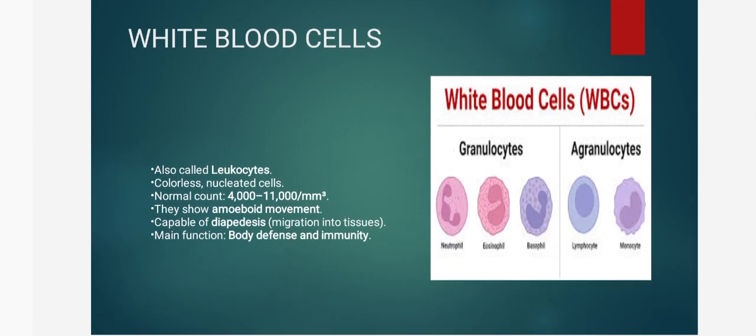Next, white blood cells. White blood cells are also called leukocytes. They are colorless, nucleated cells and are fewer in number compared to RBCs. The normal white blood cell count is 4,000 to 11,000 per cubic millimeter. White blood cells show amoeboid movement, which means they can move out of blood vessels into the tissues, which is named diapedesis. The main function of white blood cells is defense of the body. They protect us against bacteria, viruses, parasites, and foreign substances. An increase in WBC count usually indicates infection or inflammation.